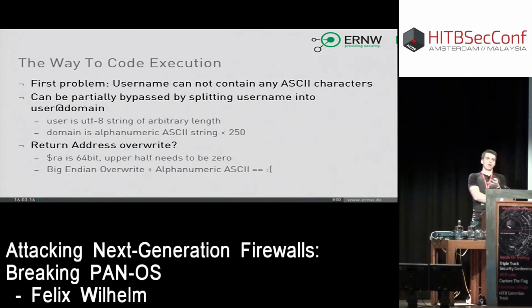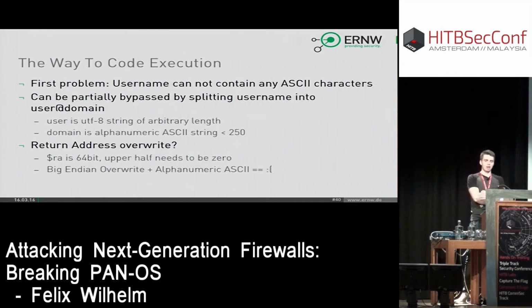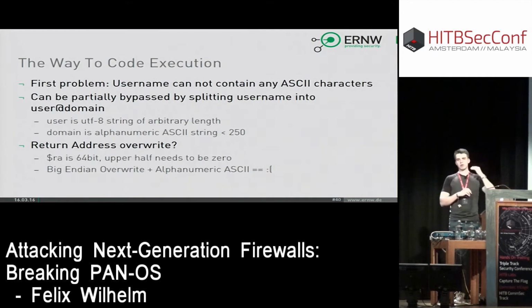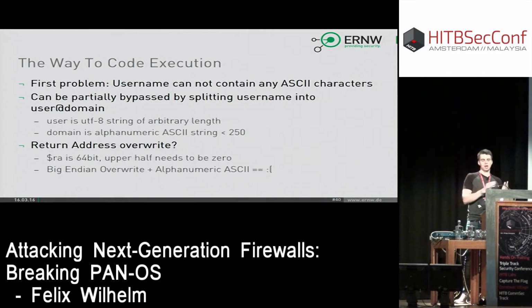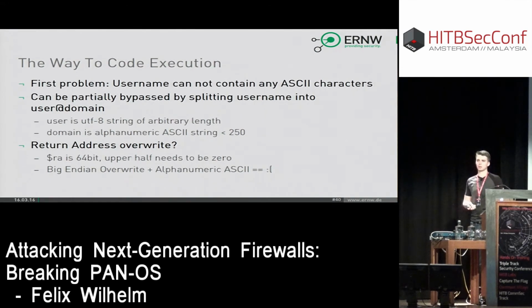Normally, in a stack-based buffer overflow, you would just overwrite the return address. As it turns out, this is not possible with this bug because the return address register is 64-bit long, and because all the valid addresses in this process are in this 32-bit address space, you always have to overwrite the upper half of the return address with zeros. We can't overwrite this with zeros because 0 is not a valid alphanumeric character. And we can't ignore the upper half because the system is big endian. So this means it's impossible to overwrite this return address.